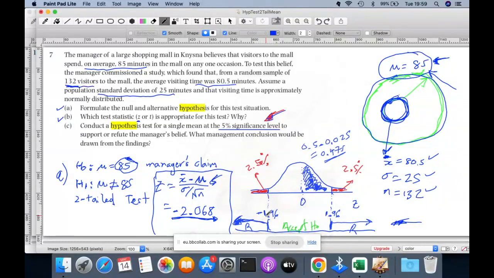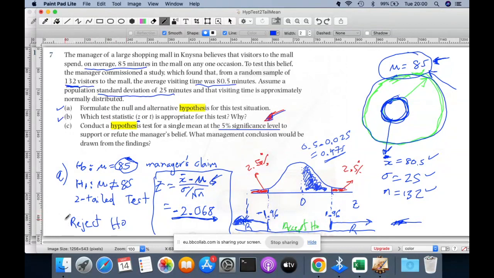Minus 2.068 is less than minus 1.96. So it's over here, it's on this side. So that means it does fall in the rejection region. And because it falls in the rejection region, we reject H naught. Reject H naught. All right.